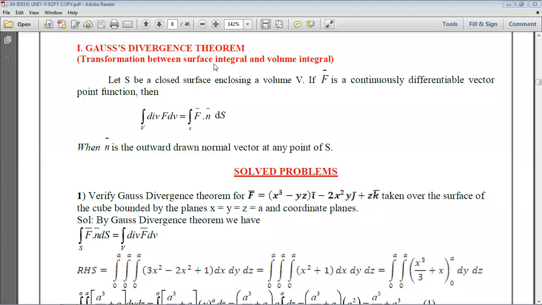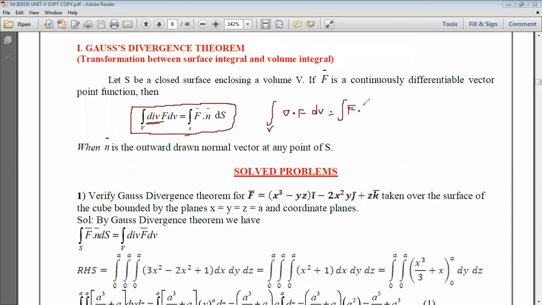Let S be a closed surface enclosing a volume V. If F bar is a continuously differentiable vector function, then integral of divergence F bar dV is equal to integral of F bar dot n bar dS. Divergence F bar is nothing but del dot F bar, which means you apply the dot product for the vectors. So F bar is the given vector, n bar is the outward unit normal vector, and dS is the projection, where R is the projection of the surface on the xy plane or yz plane.